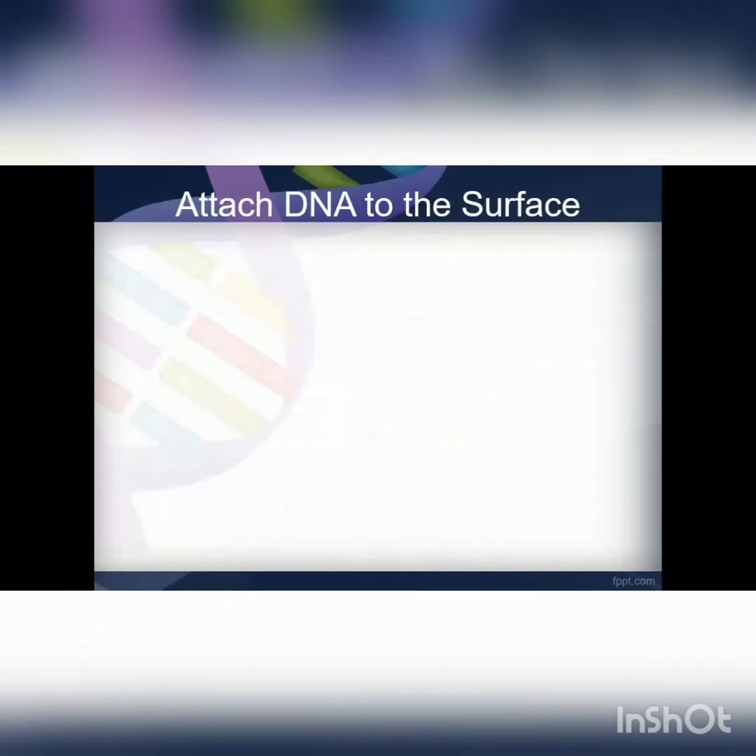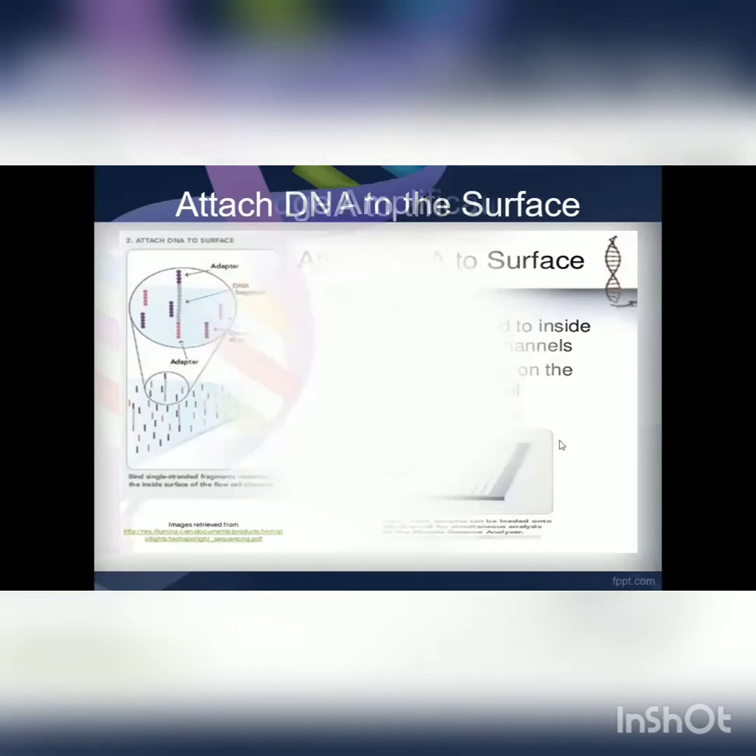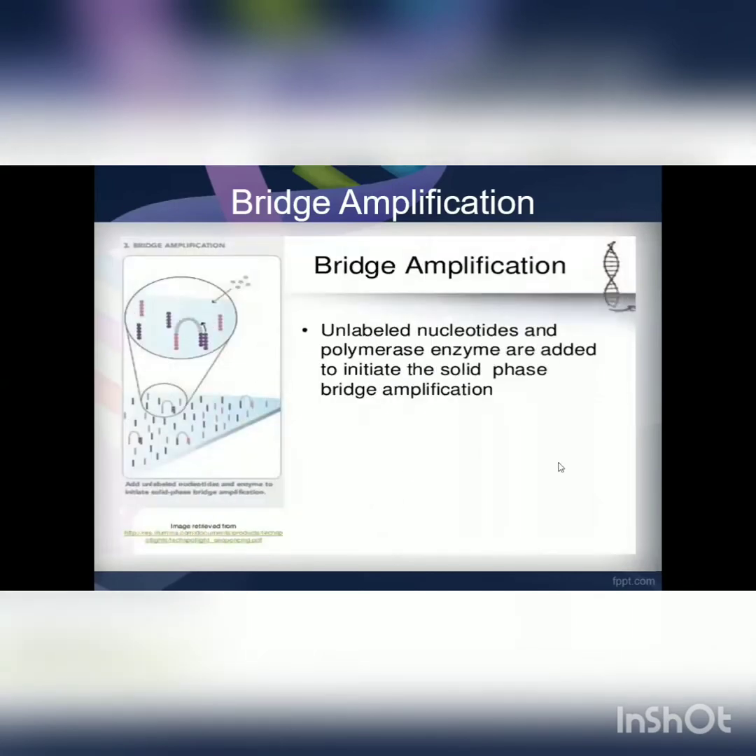So the next step is to attach DNA to the surface. So here you can see a flow cell. The flow cells contain a dense lawn of primers on their surface. And the single-stranded DNA is then bound to the inside surface of the flow cell channels. Now coming to the next step, which is bridge amplification. Here the unlabeled nucleotides and the polymerase enzyme are added to the flow cell to initiate this bridge amplification process. As you can see here, the strand bends over and binds to the second oligo on the flow cell.